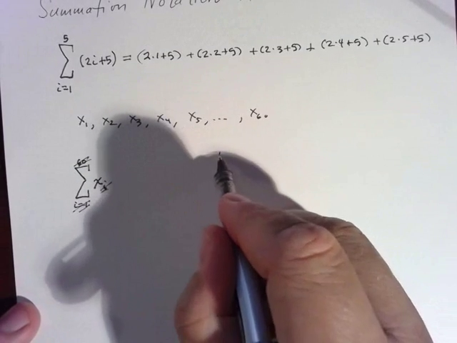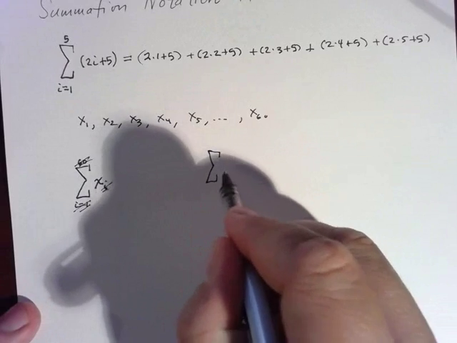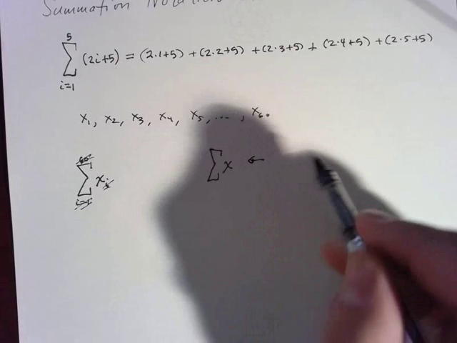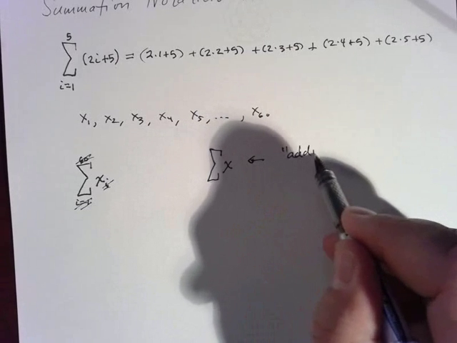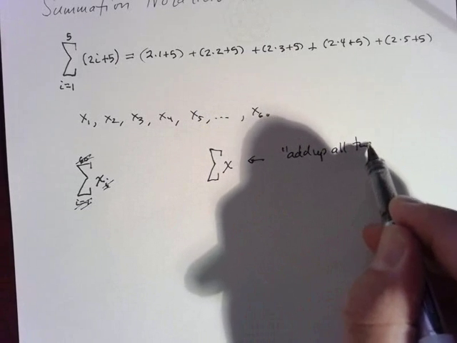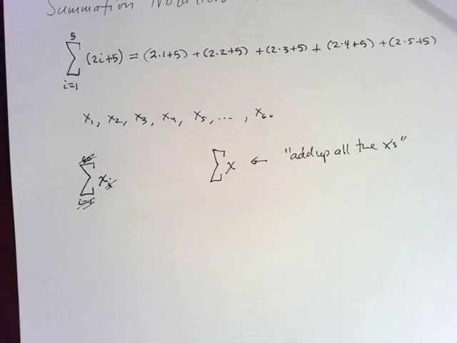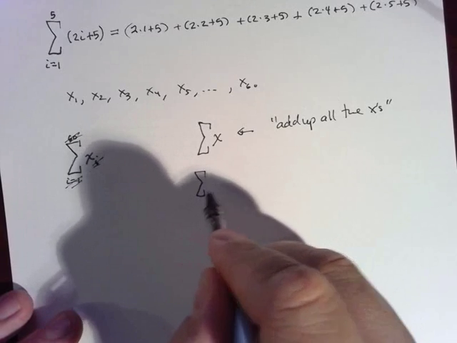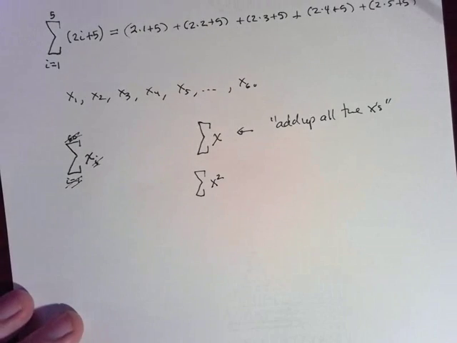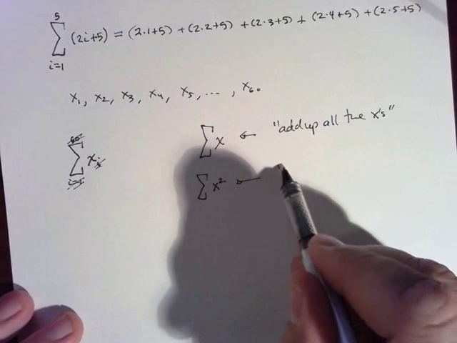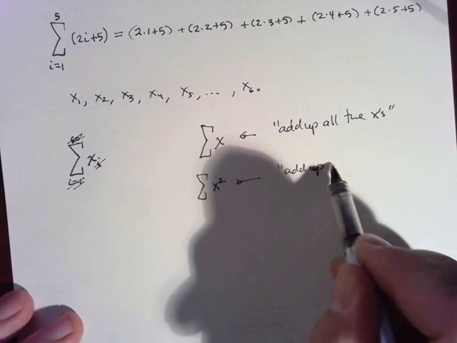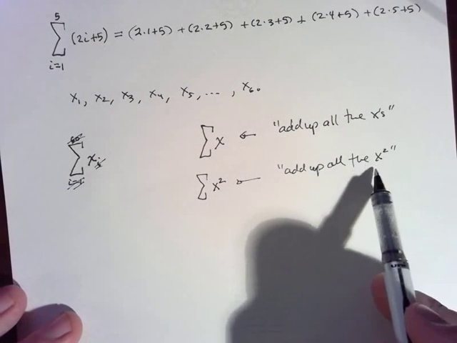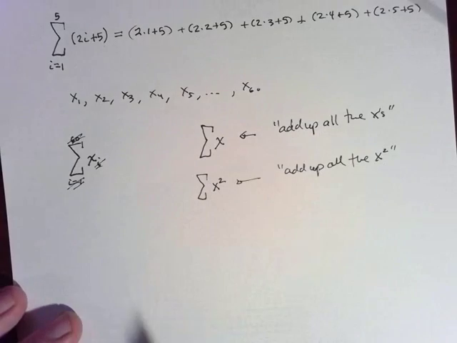And so we simply write the summation sign and we just put x. And this in statistics means add up all the x's. This is how the summation notation is used in statistics. If we wanted to, we could do this. Then this would be add up all the x squared. So this would mean square each x, and then add them all up.